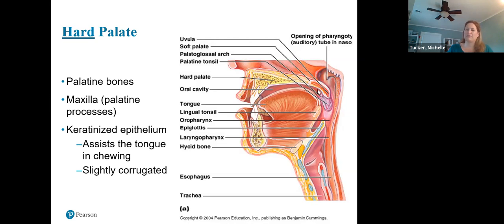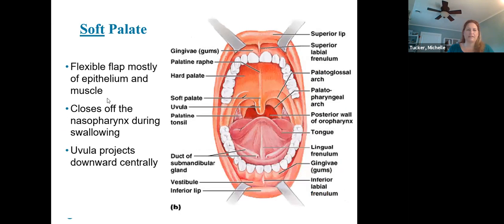One of the things that the book suggests that you try is breathing through your nose and swallowing, and you can't do it because if you're swallowing, this pathway is going to be blocked off as it should be. Okay, so epithelium and muscle, it is going to close off the nasopharynx during swallowing.